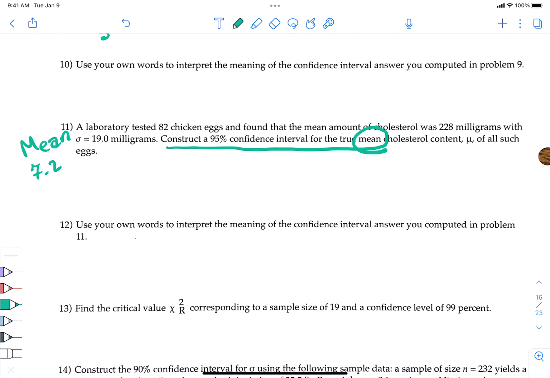A laboratory test of 82 chickens. There's a lot of chicken. 82 chickens. We're going to use Z, right? 82 chickens is greater than 30, so you can get away with using Z. That's back to the first chart, that little corner in the bottom. Number 12 says use your own words to interpret the meaning.